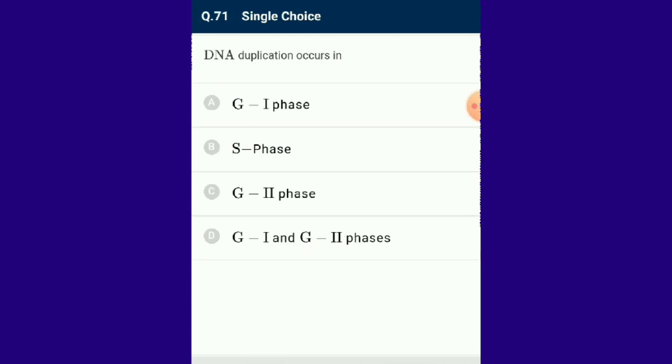Question number 71. The sequence of events by which a cell duplicates its genome, synthesizes other constituents of the cell, and eventually divides into two daughter cells is termed as cell cycle. During S phase, synthesis, DNA replication takes place. The amount of DNA becomes double during this phase. So the answer is option S, synthetic phase.